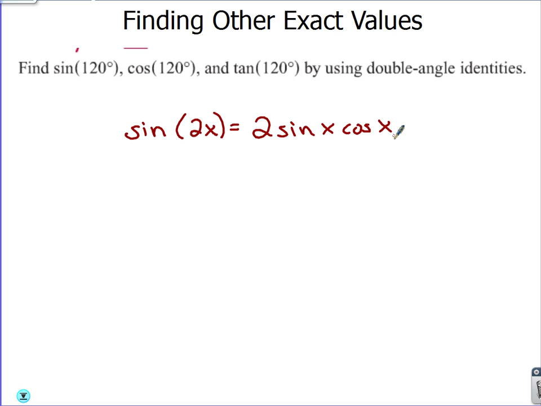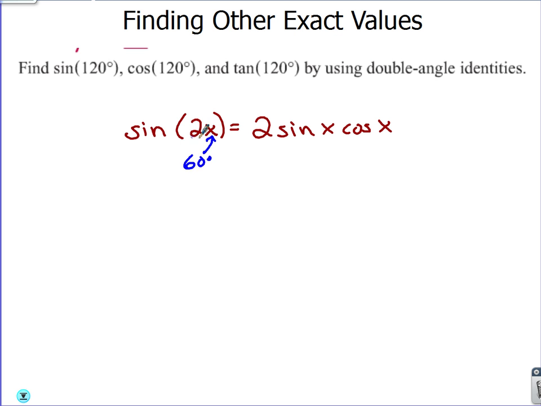Now, think about it, how could I use this identity to find the sine of 120? And again, this is honestly not how you're going to be using these identities. This is just a problem that's going to give you extra practice with them, just so you're familiar with them. If I want to find the sine of 120, what could I put for x? By the way, x could be alpha, beta, theta, some other variable. If we want the sine of 120, what's the value of x right here?